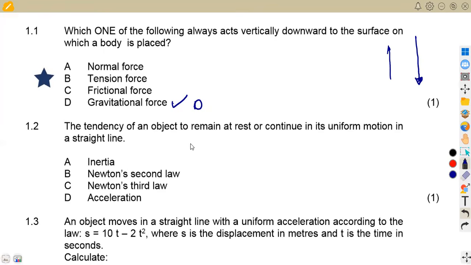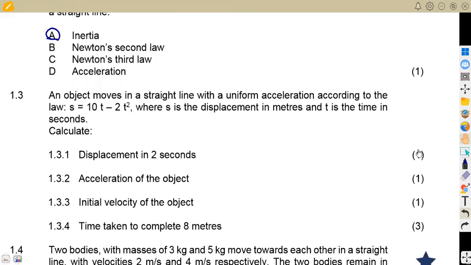On 1.2, the tendency of an object to remain at rest or continue in its uniform motion in a straight line. What is that tendency? That is the inertia. So guys, please know the definitions of each so that it can help you to attempt these typical questions.